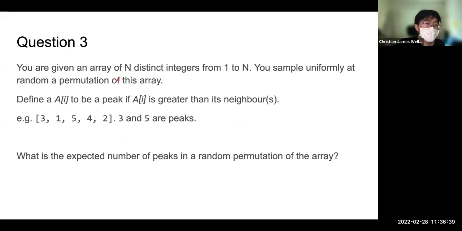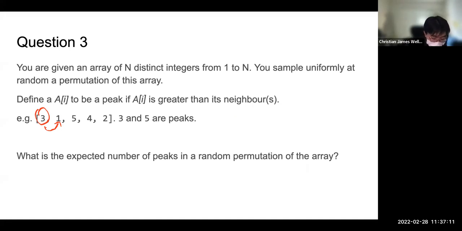So here, recall the definition of a peak. You're given an array of distinct integers from 1 to n. You get a random permutation of this array, same as question 2 just now. We define A_i to be a peak if A_i is greater than its neighbor or neighbors, so all its neighbors. For example, 3 here is a peak because its only neighbor is 1 and 3 is greater than 1. So this guy is a peak.